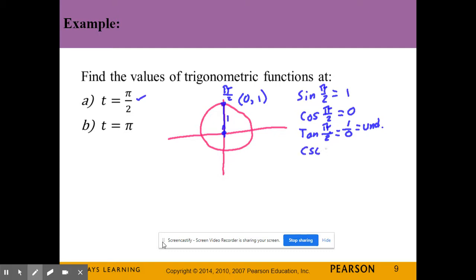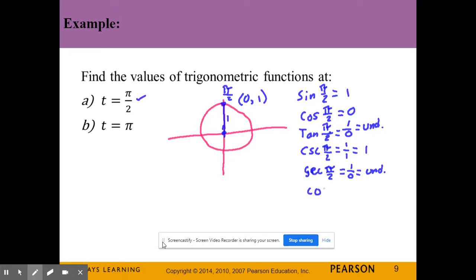Cosecant of pi over 2 is the reciprocal of sine. So it's 1 over 1, which is 1. Secant is the reciprocal of cosine. So it would be then 1 over 0, which is undefined.